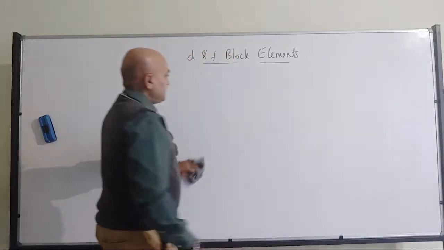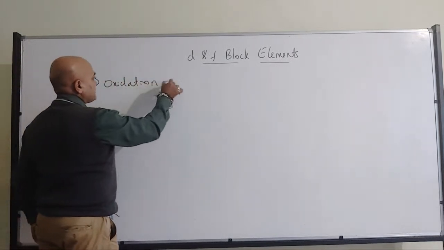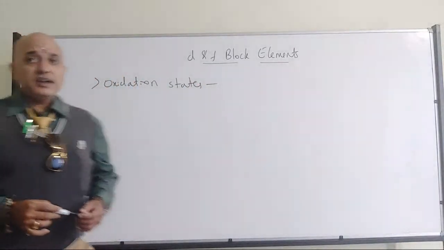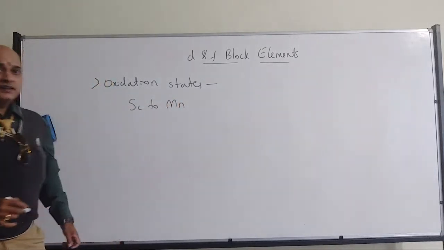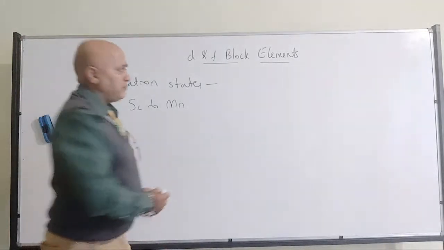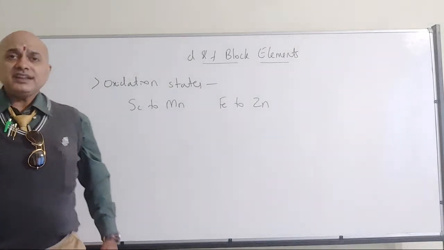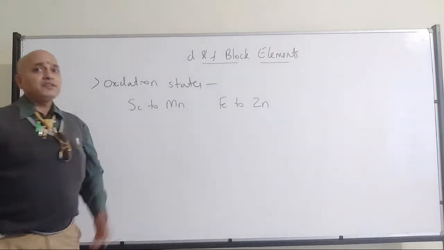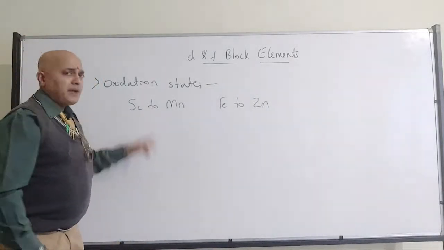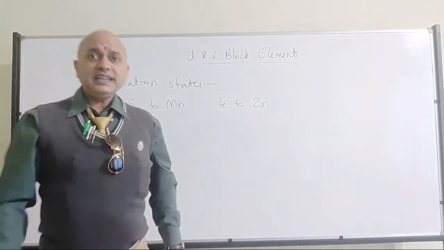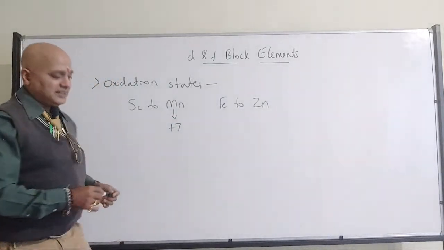Then you people have written that we discussed oxidation states. Yes, definitely we discussed the oxidation states. When it comes to oxidation states, I had taken the example of the 3d series, where from scandium to manganese we have one type of character, and from iron to zinc we have another type. In scandium to manganese, if you recollect, the minimum oxidation state will be the number of electrons present in the s subshell. Then the maximum oxidation state will be the total number of electrons present in the s subshell and d subshell. That is applicable here, where manganese will show the highest oxidation number, that is +7.